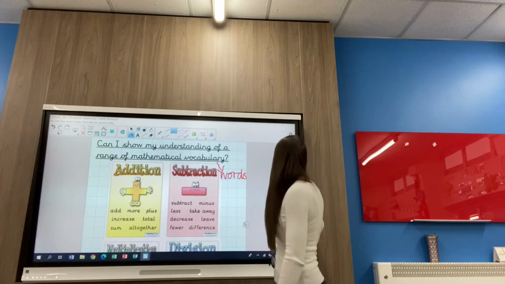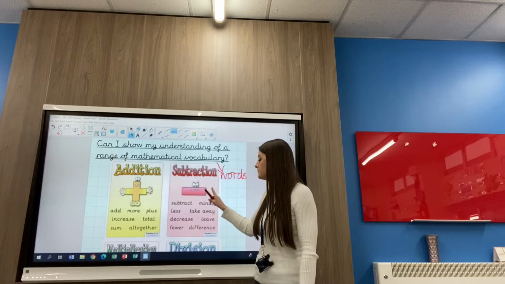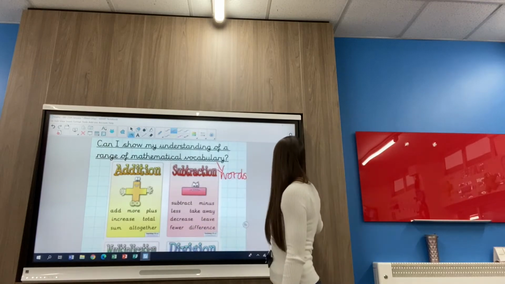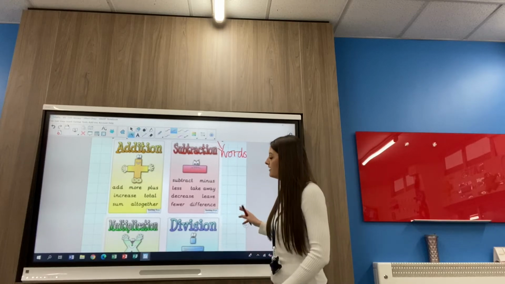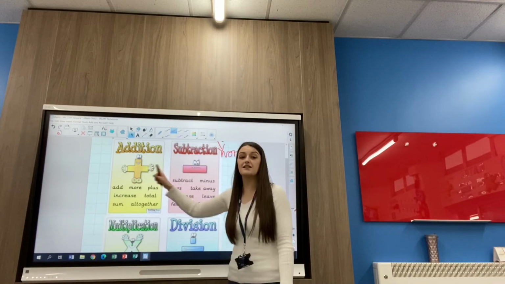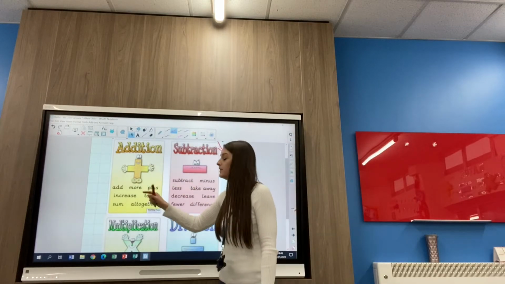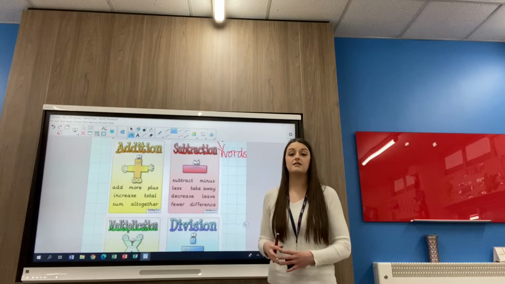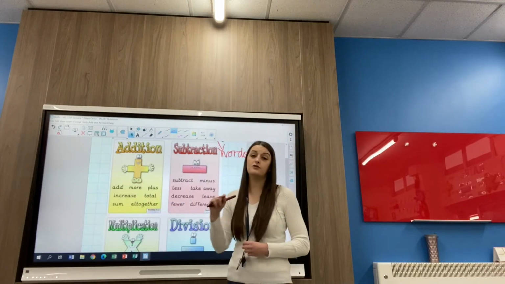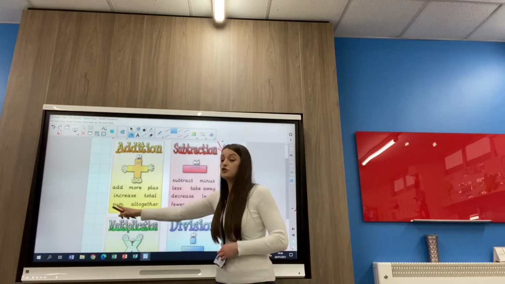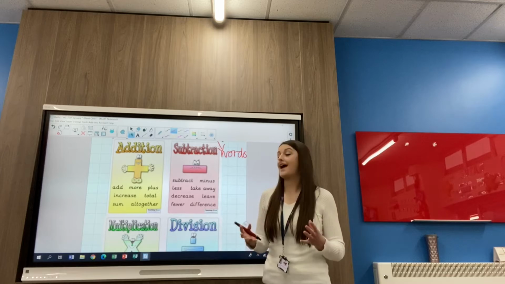So let's have a quick recap of some of these words. I've got my four operations here: addition, subtraction, multiplication and division. And we've got lots of mathematical vocabulary linked to each of these operations. Quick recap, with addition, when we add numbers, the answer is going to get bigger. So we're increasing it, we're finding the total of two numbers, we're finding the sum of two numbers, and we're putting everything all together.